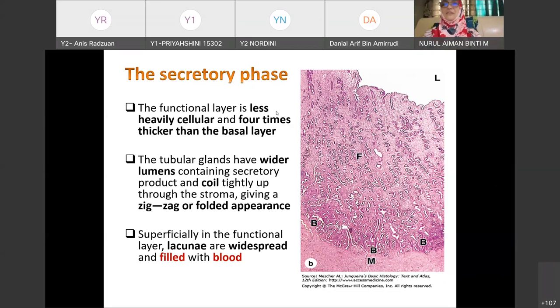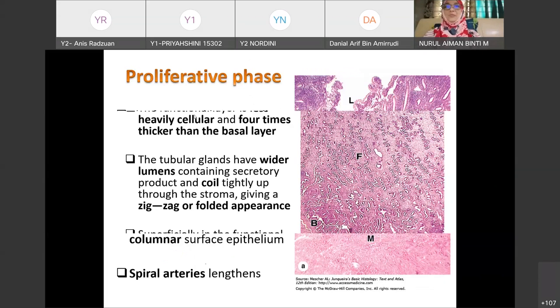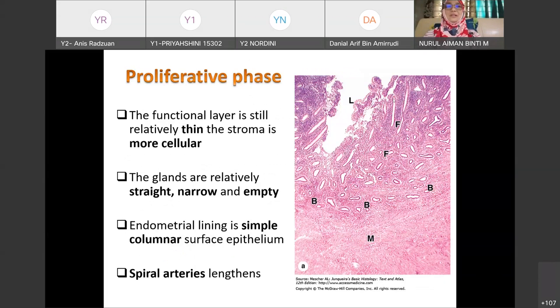Okay, so the functional layer is less heavily cellular. Okay, sorry, this is the proliferative phase. So the functional layer is still, the glands still just look elongated. They're not going to be so packed yet. They're just long like that. Okay, it's just elongated like this.